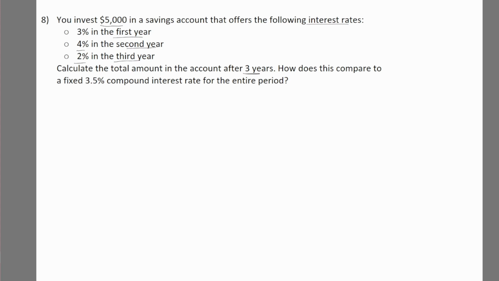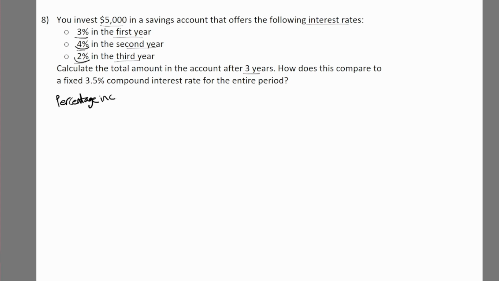Okay, so firstly, let's deal with this. This right here, we wouldn't call it compound interest. You're just talking about increasing your money by 3%, and then increasing your money by 4%, and then increasing it by 2%. So we can just go ahead and use the percentage increase equation.